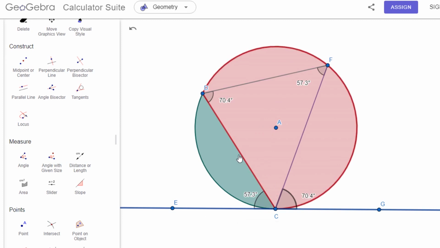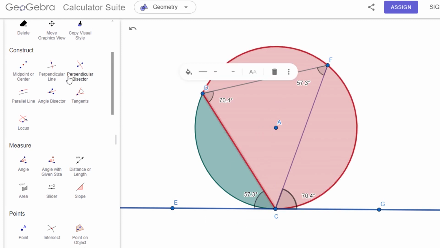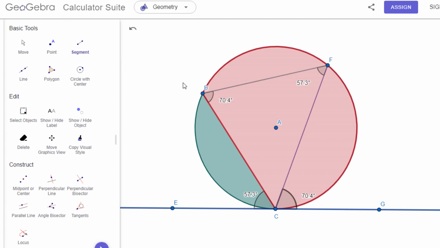By the way, this chord here can form two angles. Let me show you what it means. As you can see, it can form two angles. So as you can see, this is what they mean.